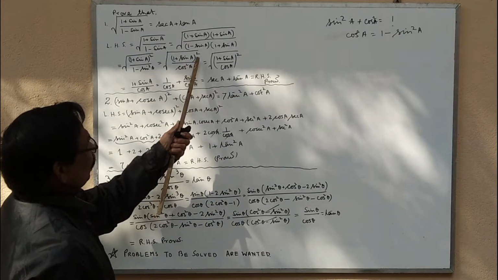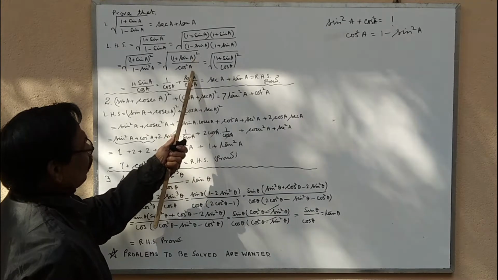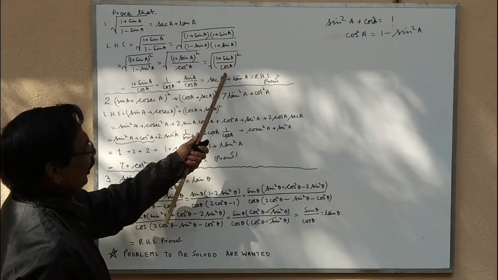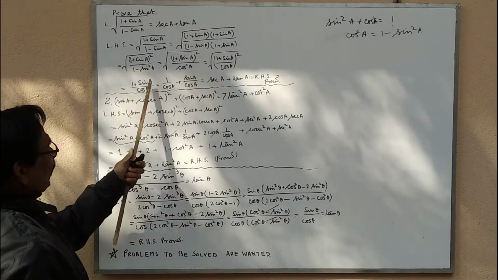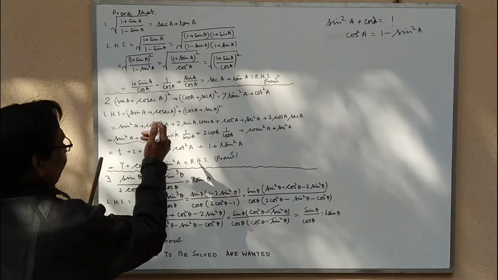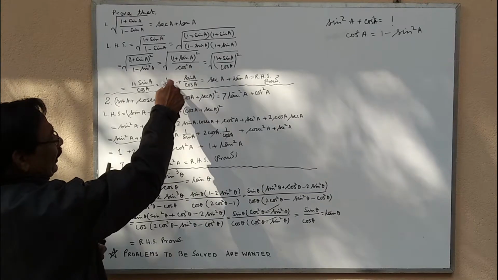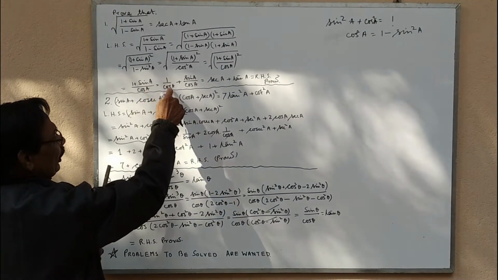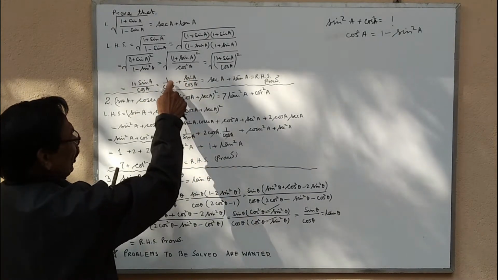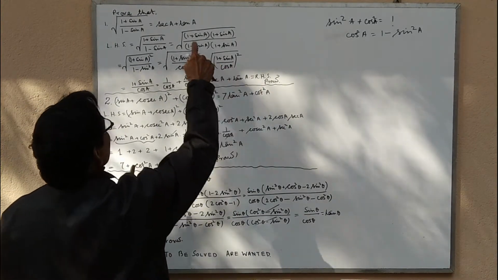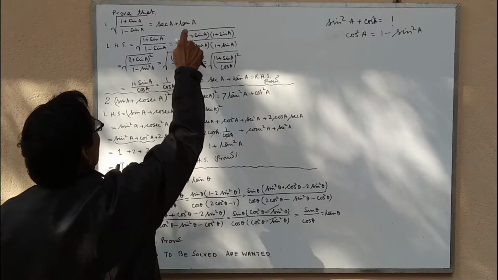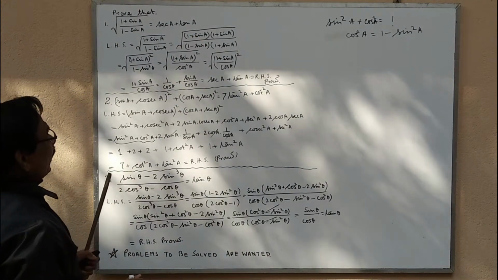This is (1 plus sin a) whole square over cos square a, so it will be root over of (1 plus sin a by cos a) whole square, so it will be 1 plus sin a by cos a. Now breaking this, it gives 1 by cos a and sin a by cos a. 1 by cos a equals sec a, sin a by cos a equals tan a. This is RHS: sec a plus tan a.